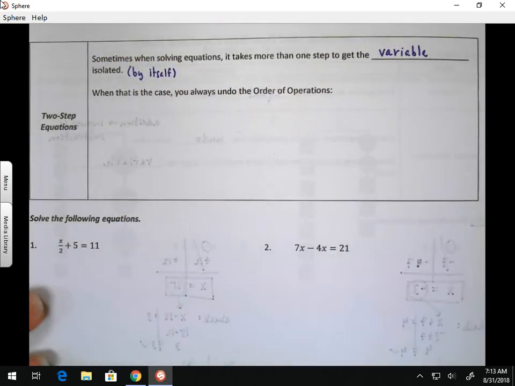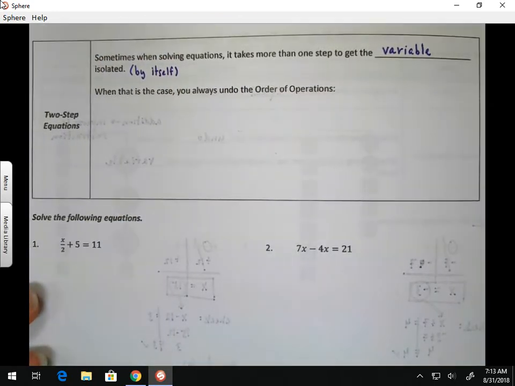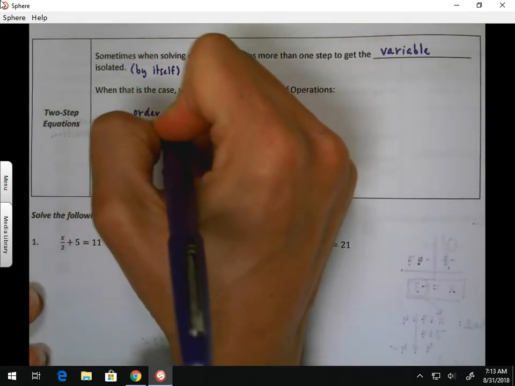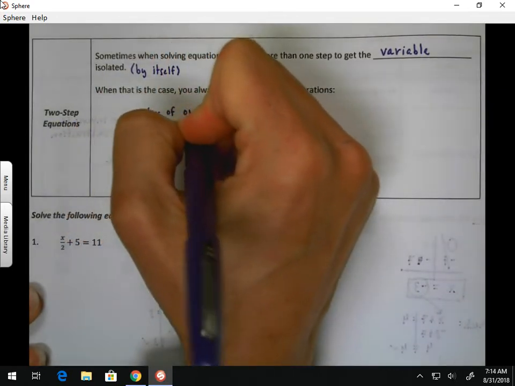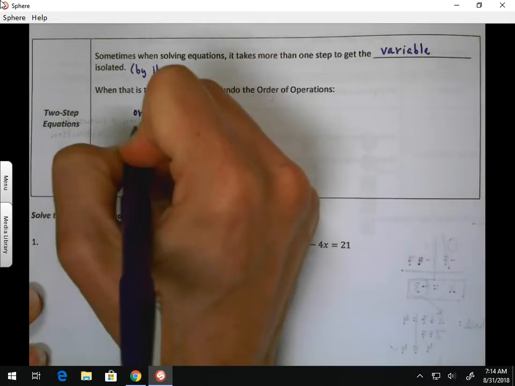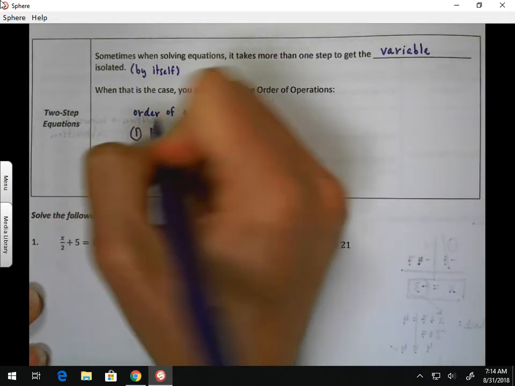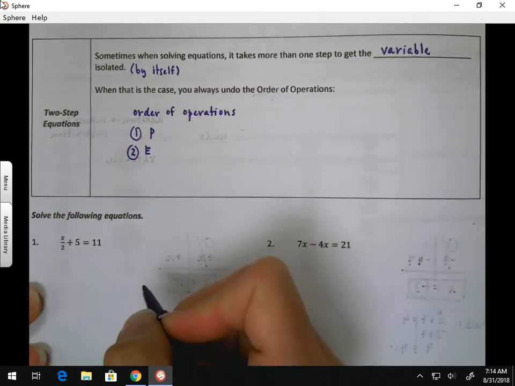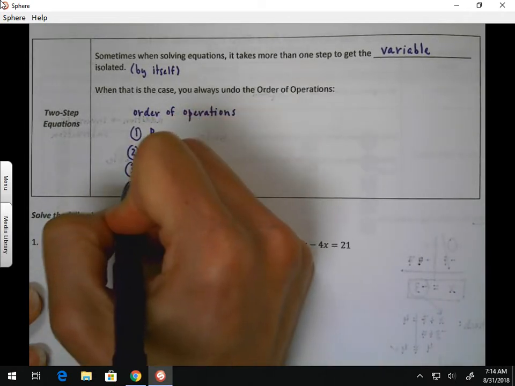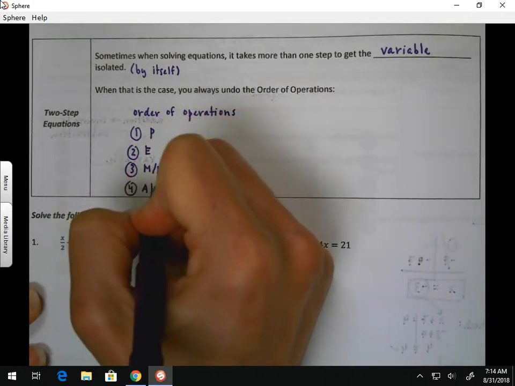So in this case, we always undo the order of operations. So remember, when we're using the order of operations, the first thing we would do is parentheses. Second is exponents. The third thing we would do is either multiplication or division. And last, we would do addition or subtraction.